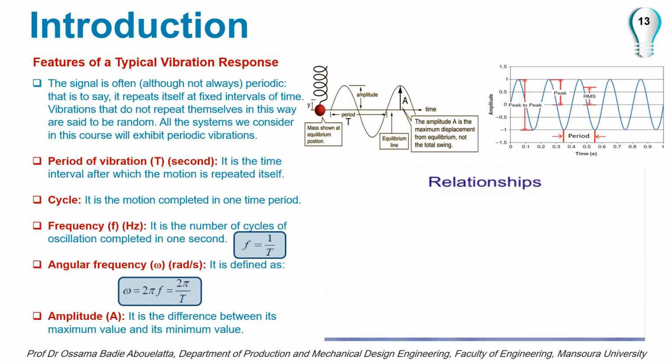Now, these quantities are related to each other. The angular frequency is related to the period, and the frequency is related to the period. Combining those, we can see that the angular frequency is related to the frequency, where my angular frequency is equal to 2 pi times my frequency.